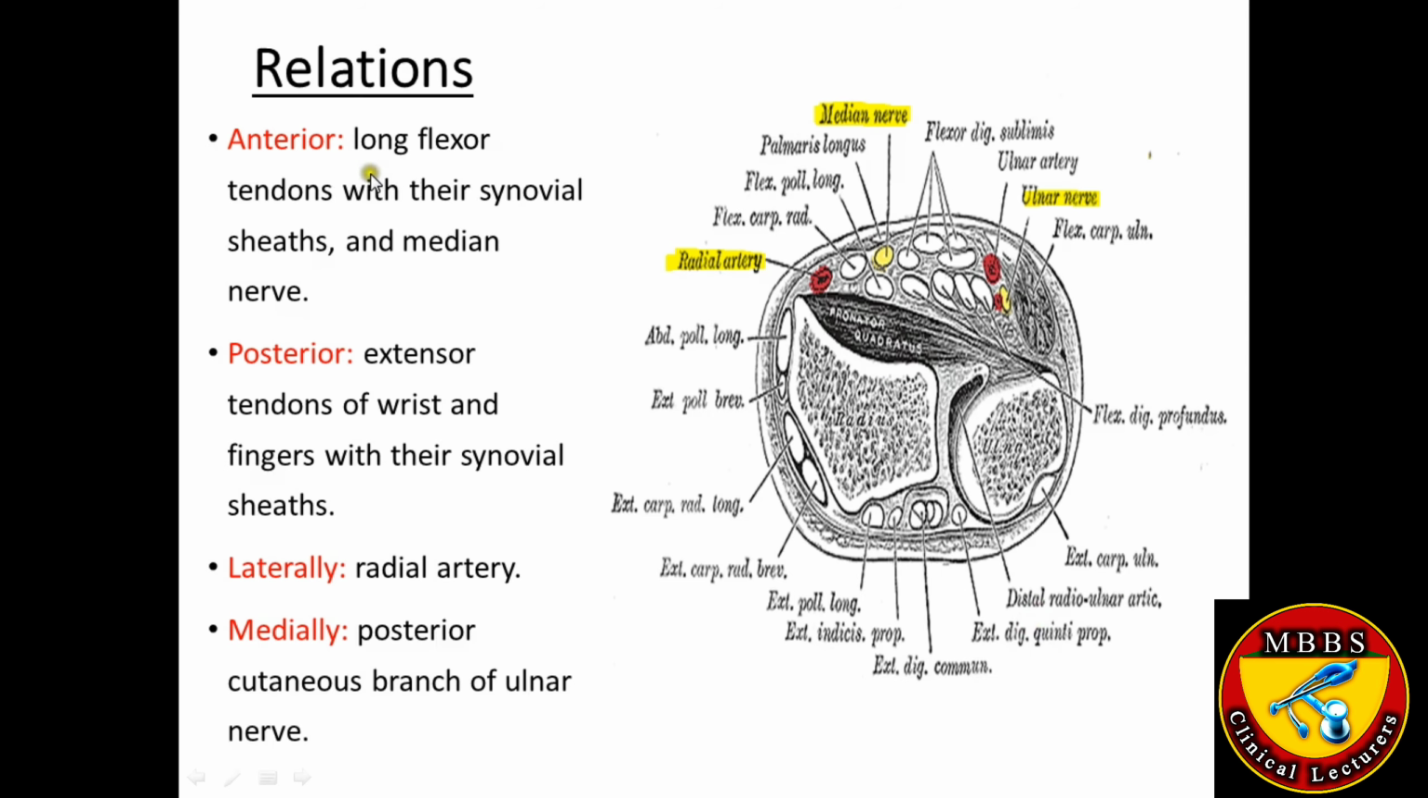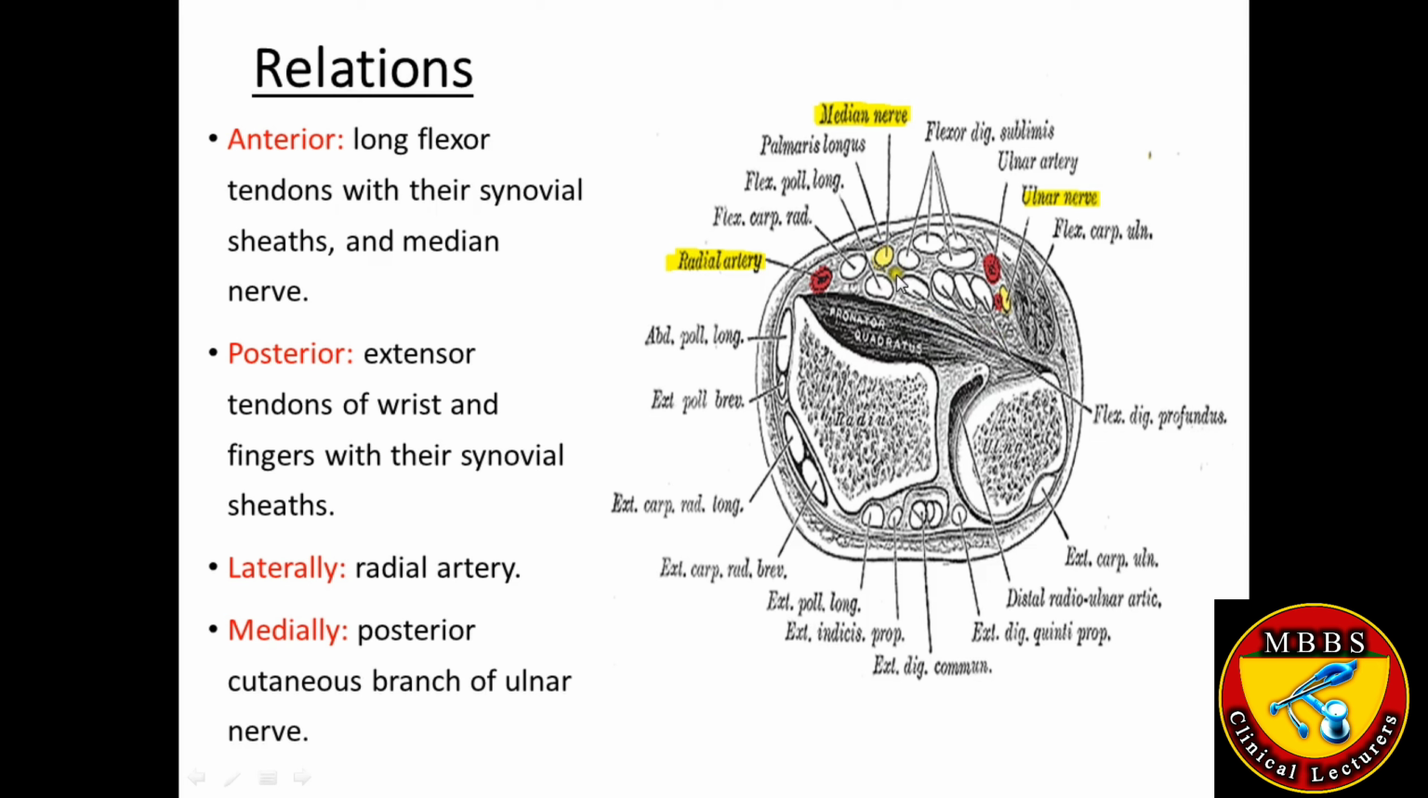Now come to the relations. We always compare anterior, posterior, lateral and medial relations. Anteriorly, obviously, is the flexor compartment: all the flexor tendons with their synovial sheaths and the median nerve.